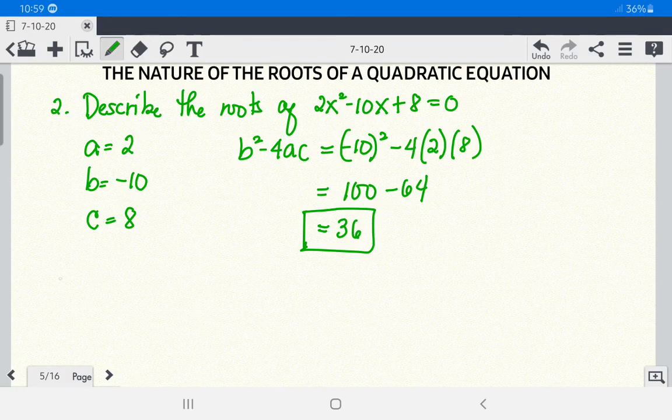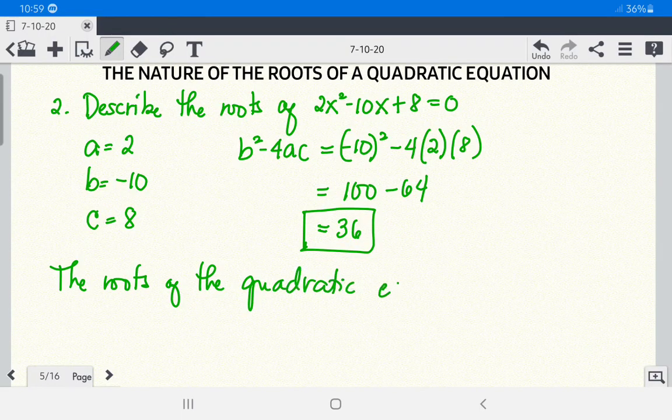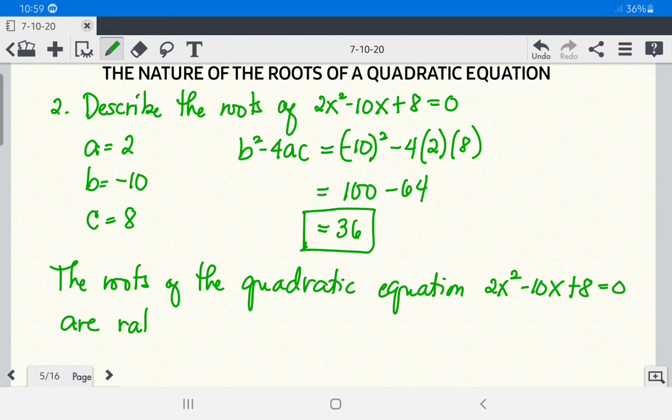So, we can say that the roots of the quadratic equation 2x squared minus 10x plus 8 equals 0 are rational numbers but are not equal.